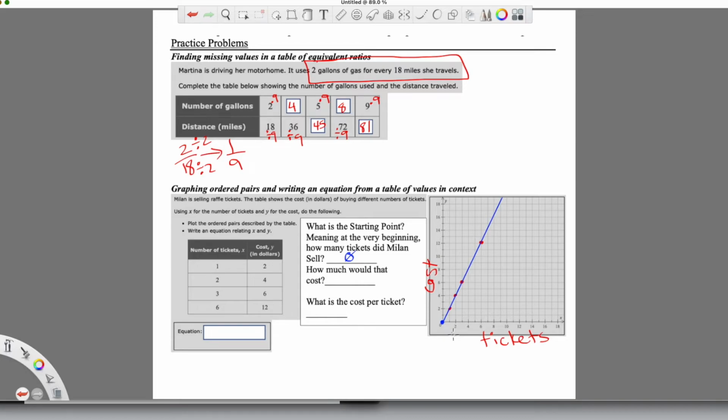And how much would that cost? Well, it should cost 0. They haven't sold anything, so there's no cost there for the number of tickets. So the starting point is 0, 0. I haven't sold any tickets. It hasn't cost any money.